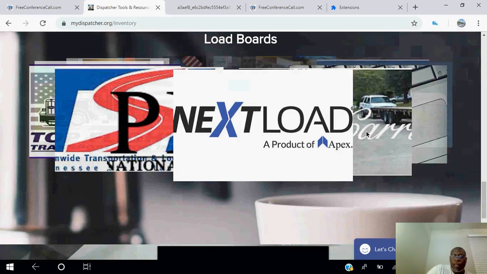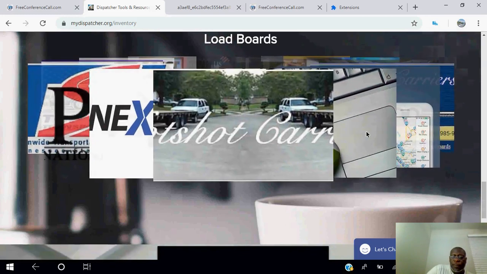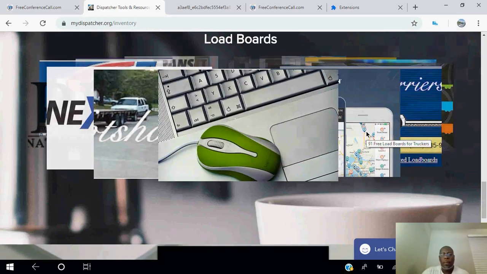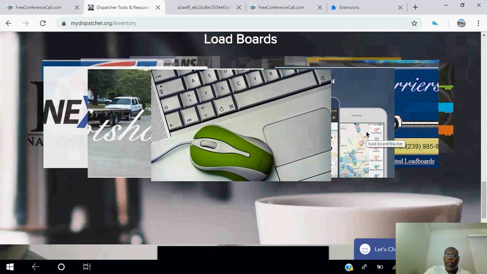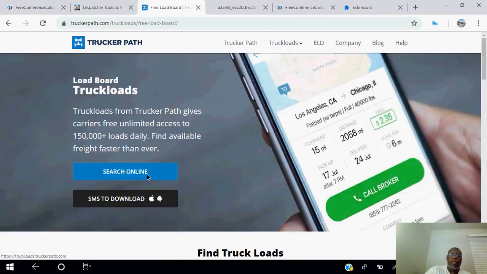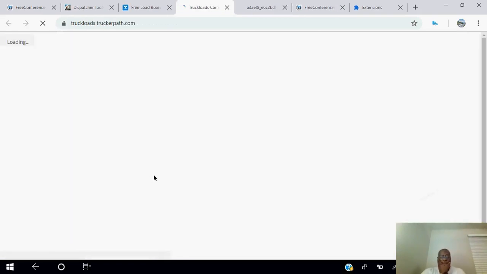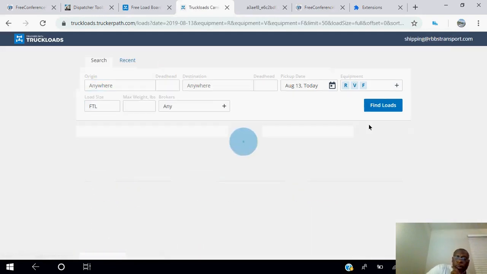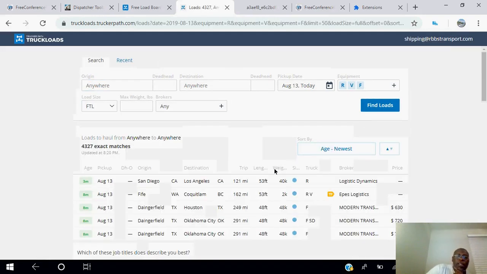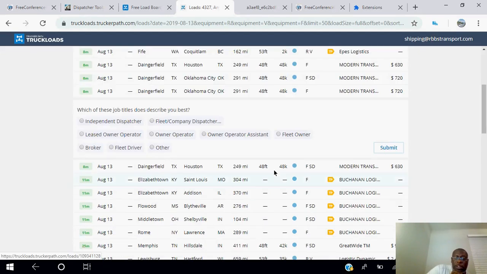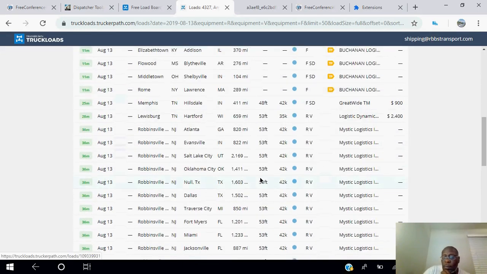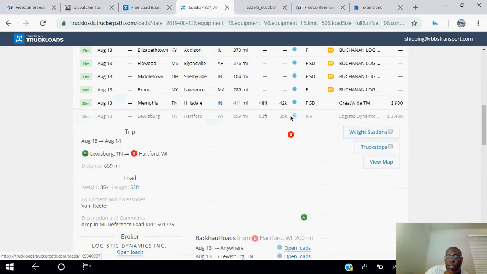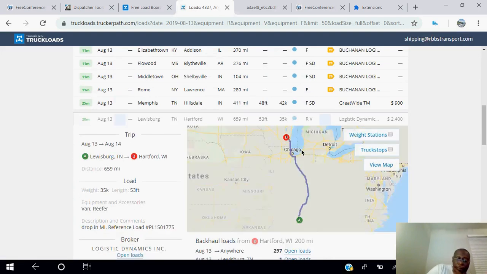Let's pull up a load board. Top loads for carriers, because we are looking for loads. Search online. We just want to pick either one. Just find a load for real quick. Any load will do. Let's pick this one right here.